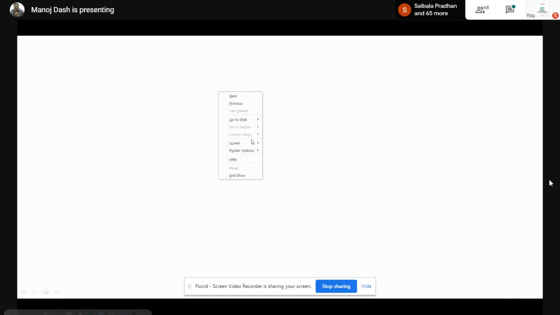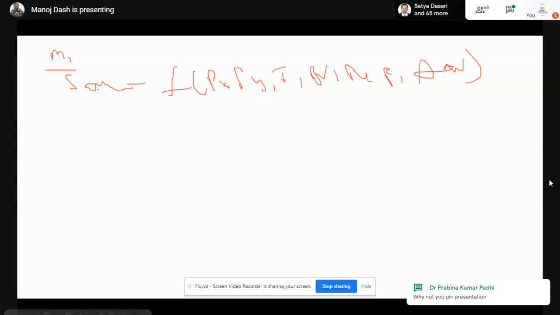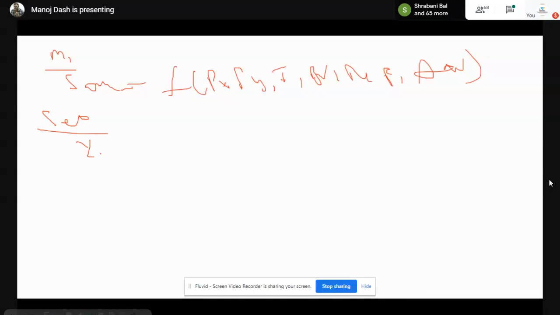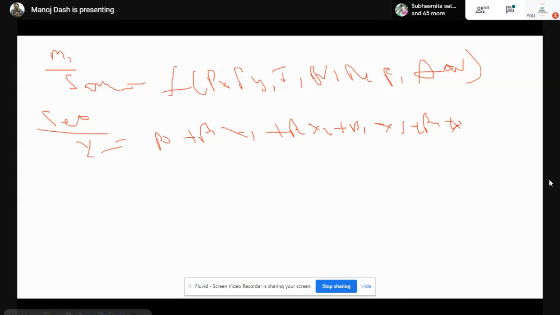So first of all, let's start. Model number 1: I want to determine sales as a function of price of X, price of Y, income, brand value, reputation, promotion, advertisement, like this. Now the second step is you develop the equation: Y is equal to beta 0 plus beta 1 x1, beta 2 x2, beta 3 x3, beta 4 x4, beta 5 x5, and beta 6 x6.